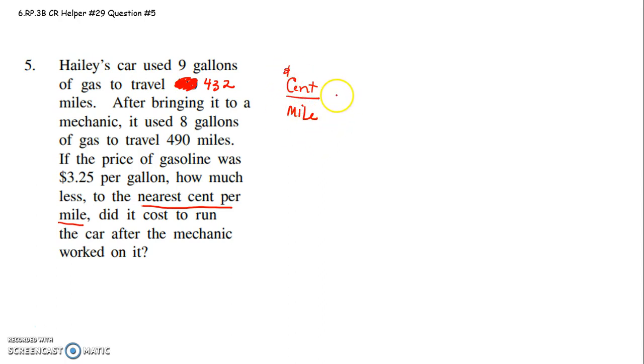All right, so first of all, I have to figure out for 432 miles how much money was spent. So for 432 miles, they used 9 gallons, and it was $3.25 per gallon. So I would take 325 times 9, and that will tell me how much we spent for 432 miles. 9 times 5 is 45, put down a 5, carry a 4. 9 times 2 is 18, and 4 more is 22. 9 times 3 is 27, 28, 29.